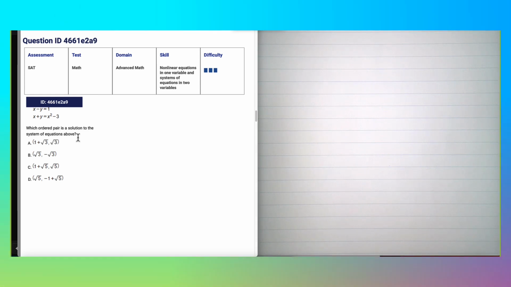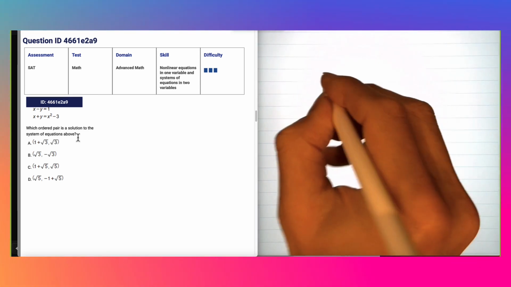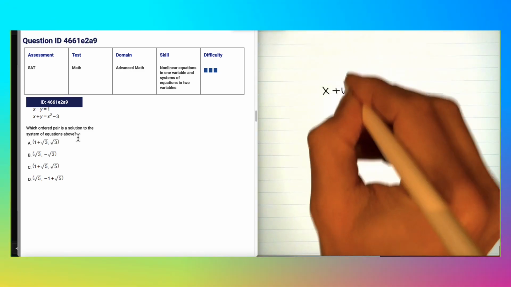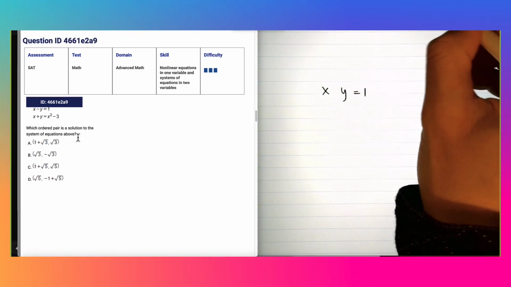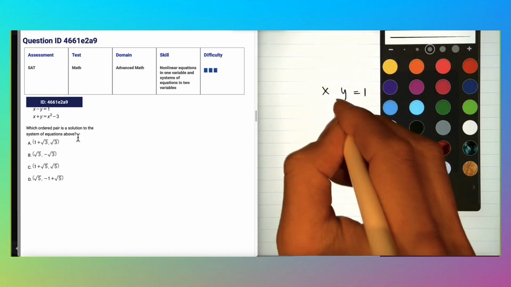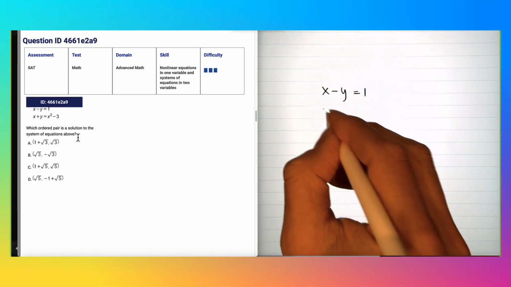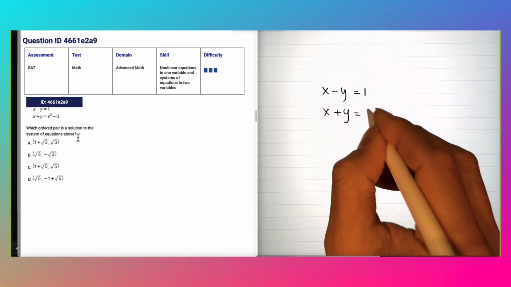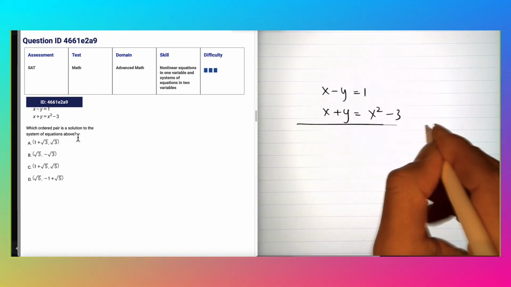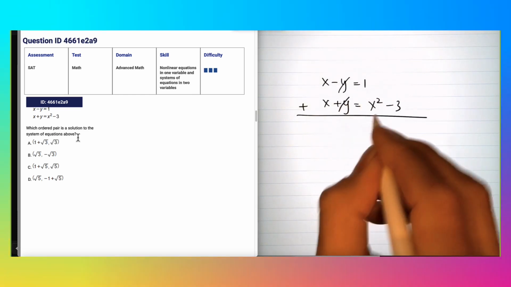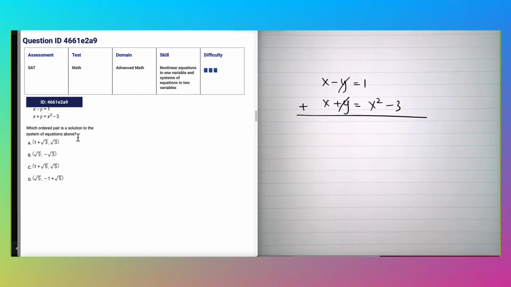Looking at the structure, I actually feel like I want to do elimination, and here's why. You can choose whichever method you want, but the reason I decide to do that is that I see in the upper equation a negative y and in the bottom equation a plus y, so if I simply add the two equations together, I can knock out the y and have an equation with x's only.